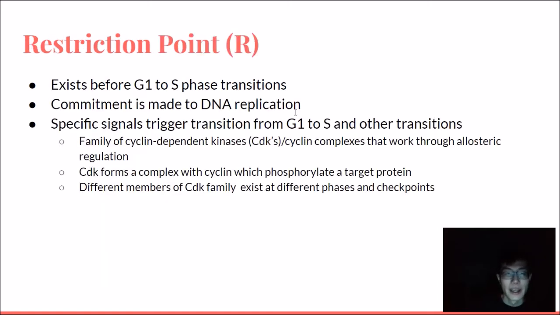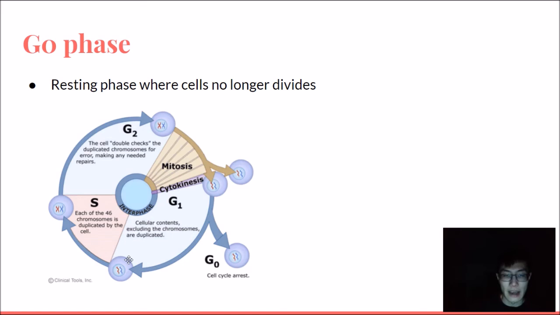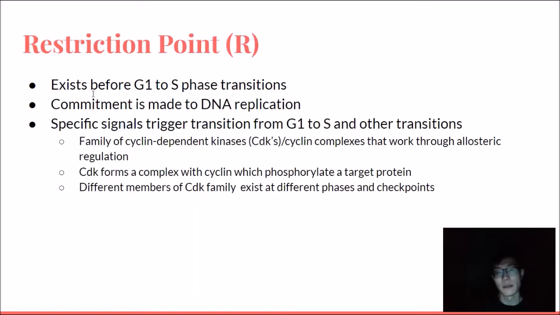Cool. So restriction points, or Rs as we sometimes call them, basically are present in the cell, and it's generally present before the G1 to S phase transitions, right? So we talk about it over here. You have this restriction that's present, and what this basically allows the cell to do is check up on itself to make sure it has everything it needs to move on to the following phase.